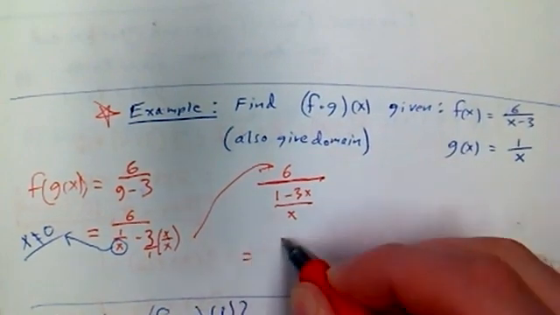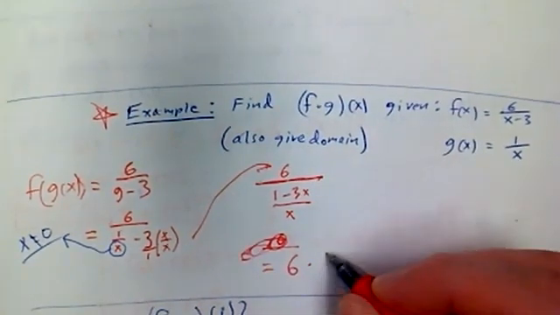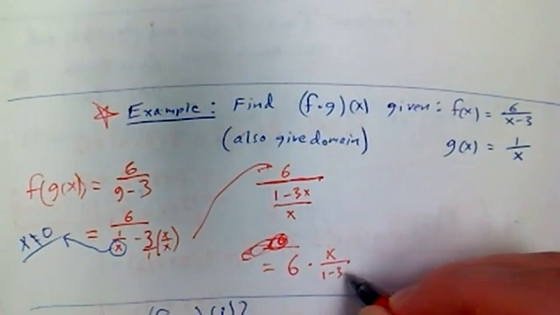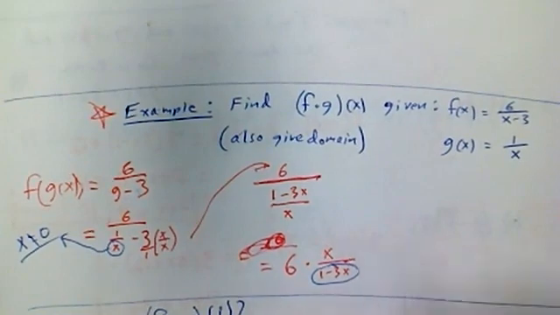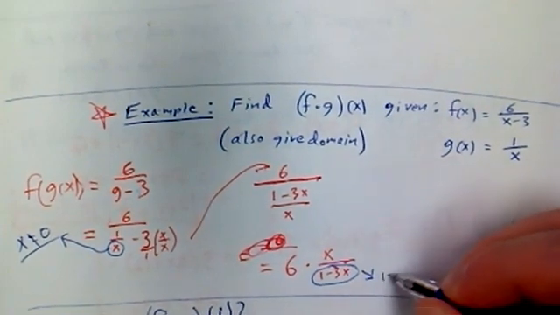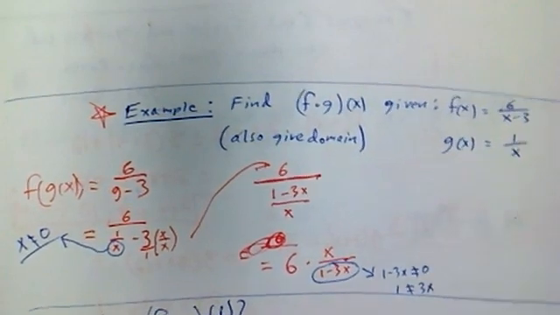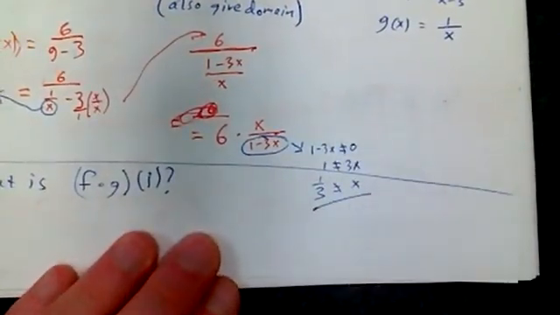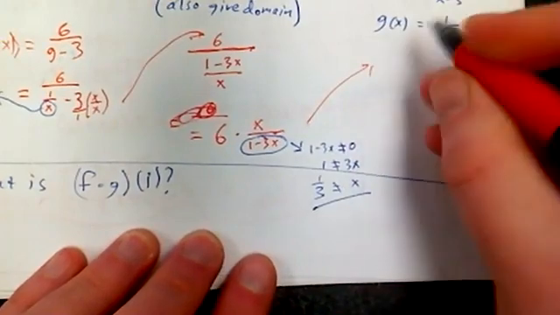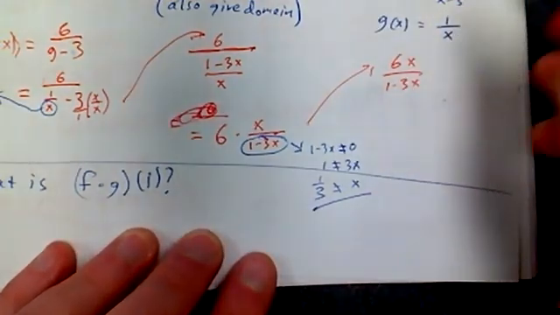I'm still going here. To divide by a fraction, let's multiply by the reciprocal. x over 1 minus 3x. And right here, I want you to notice this denominator can't be equal to 0. Okay, so I'll write that down here. 1 minus 3x cannot be equal to 0. 1 cannot be equal to 3x, meaning that x cannot be equal to 1/3. Okay, so I'm going to keep track of that. So finally, fully simplified, I get 6x over 1 minus 3x. There's my fully simplified form.